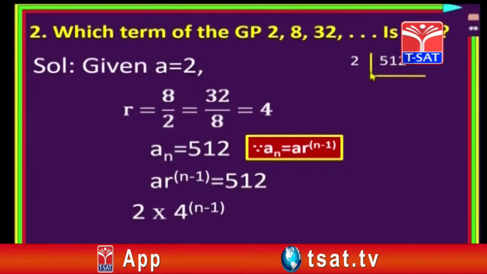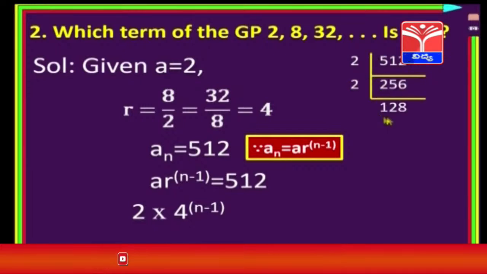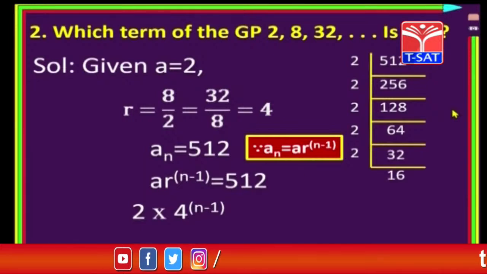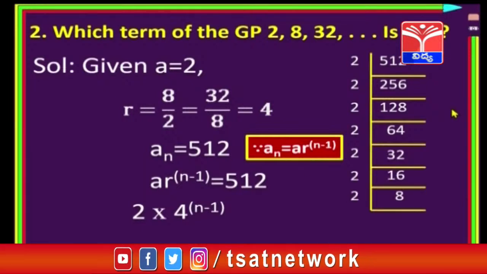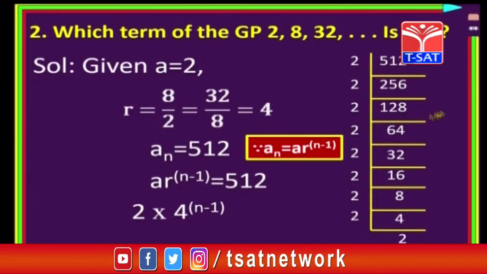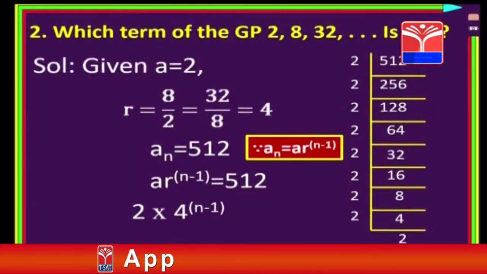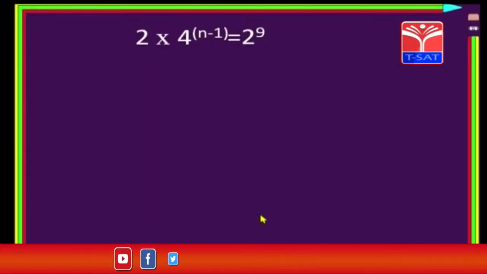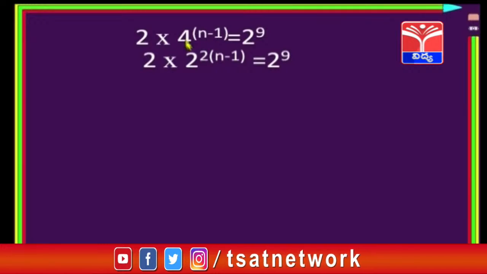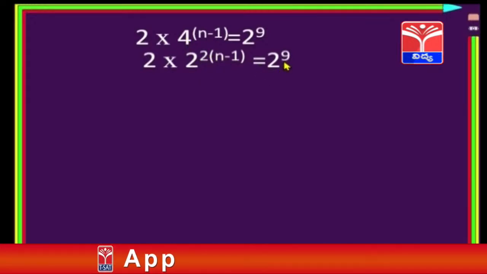Okay, so 512 factorizes like this: 2 into 256, 2 into 128, 2 into 64, 2 into 32, 2 into 16, 2 into 8, 2 into 4, 2 into 2. So these are the factors. So how many 2's are there? 9 2's. So the product of 9 2's becomes 512, right? So 512 can be expressed as 2 to the power of 9. Okay, now here 2 and 4 can be expressed as 2 square, so 2 into 2 power 2 into n minus 1 is equal to 2 power 9.